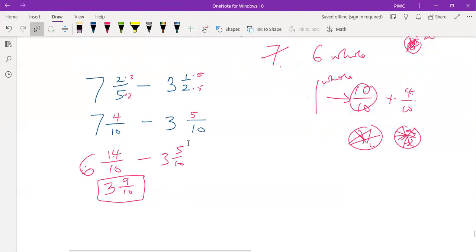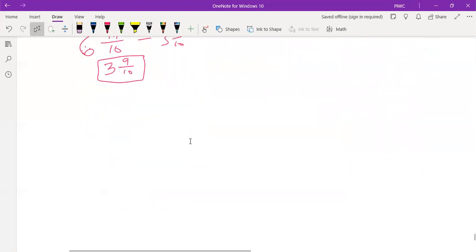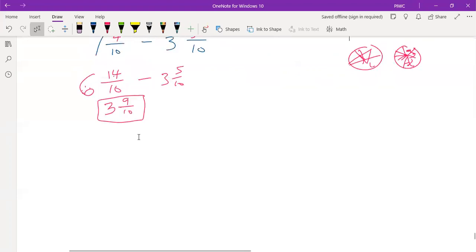All right, so at least this is an introduction to the borrowing, how you borrow from a whole number. It's always in terms of the denominator, what you're dealing with. If it's 4, it's 4 out of 4. If it's 10, 10 out of 10, that's a 1 whole. 12 out of 12, and so on. All right, so let's try number 5. Try number 5 in a minute.